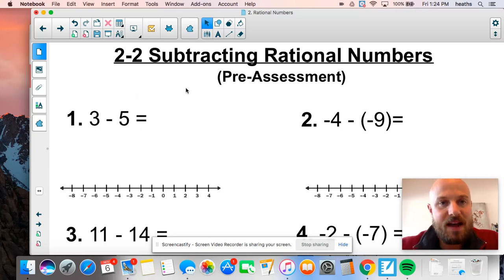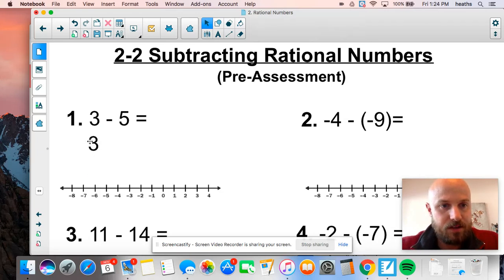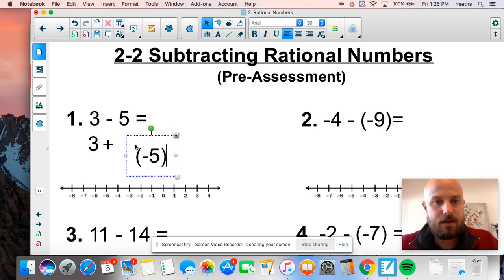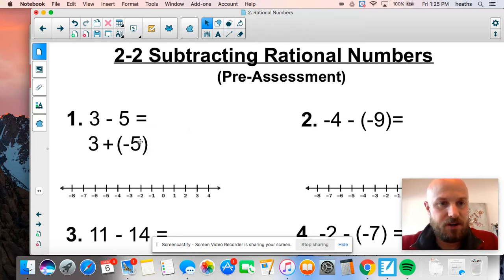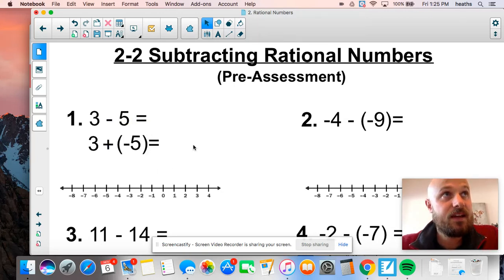Number 1 is 3 minus 5. And if we remember our steps, we need to add the opposite. So we're going to do 3. We're adding, so it's going to be plus. And the opposite of a positive 5 is going to be negative 5. So we turned 3 minus 5 into 3 plus a negative 5. Now we have the exact same question that we would have seen in our last section, adding rational numbers.